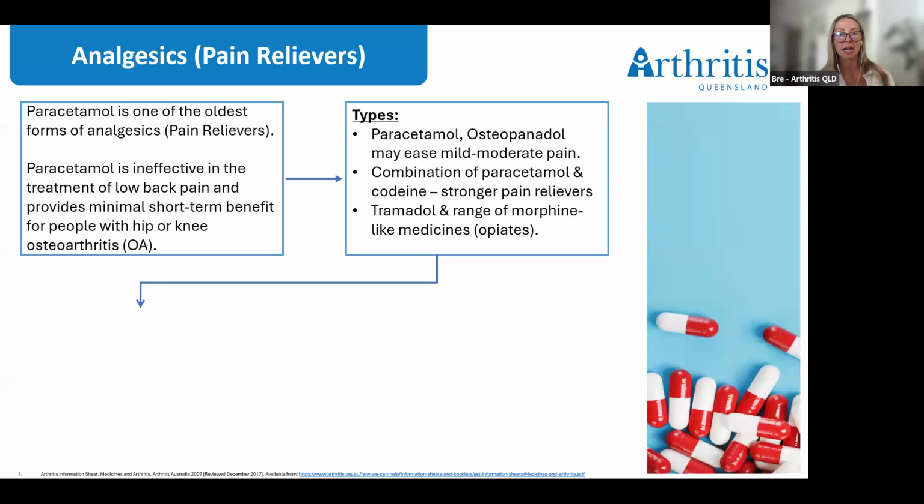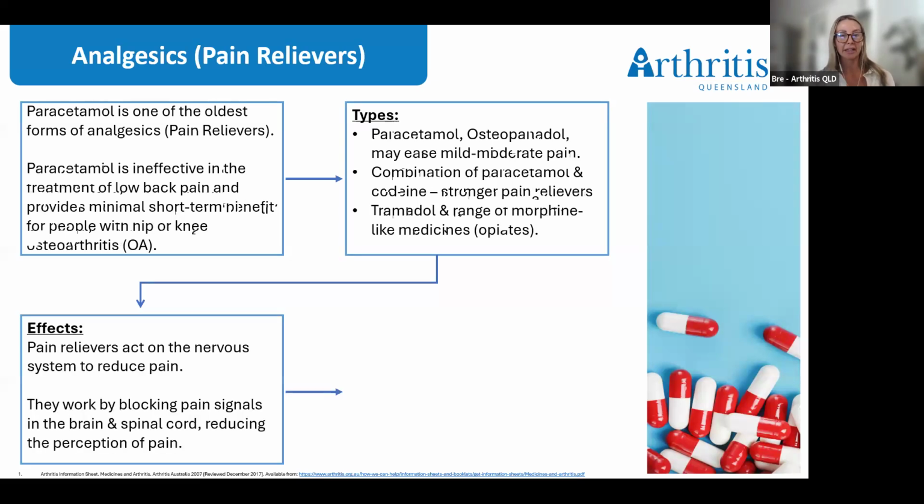The different types of pain relievers include paracetamol or Osteo Panadol, and these are simple pain relievers that may ease mild to moderate pain. There are also some stronger pain relievers, such as a combination of paracetamol and codeine, tramadol, and a range of morphine-like medicines, also known as opioids.